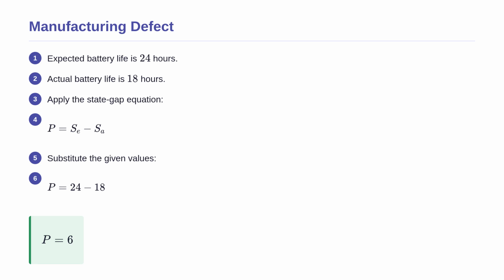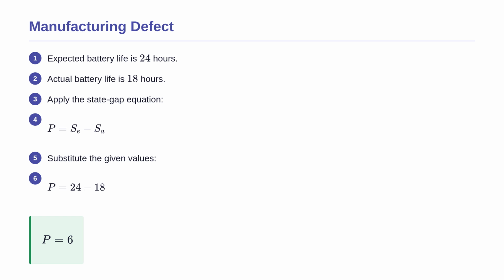Now that we have our formula, let us apply it to a concrete example. A smartphone manufacturing company expects its assembly line to produce phones with a battery life of exactly 24 hours. This is our expected state. However, recent customer complaints indicate the phones are only lasting for 18 hours. This is our actual state.